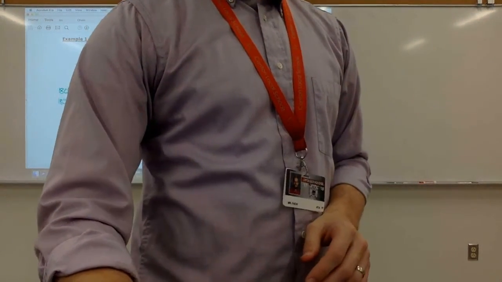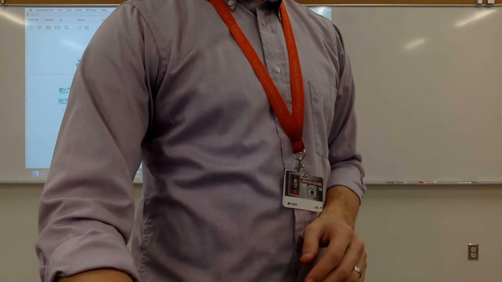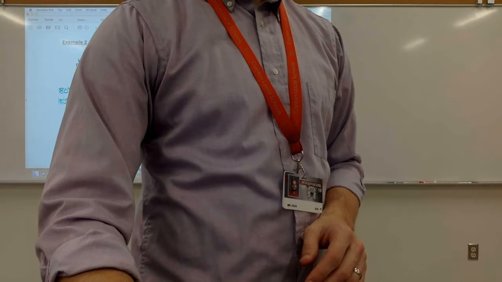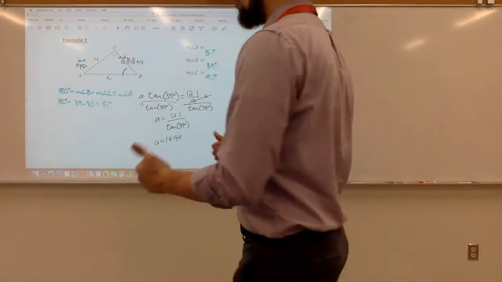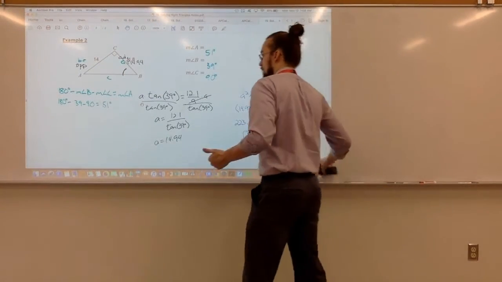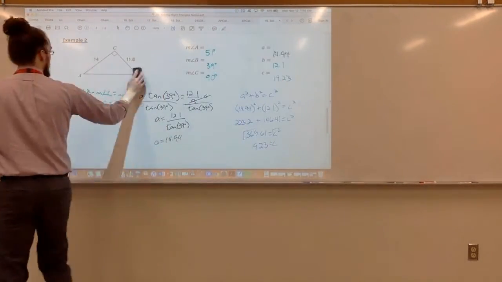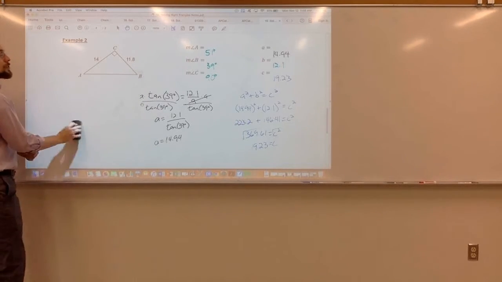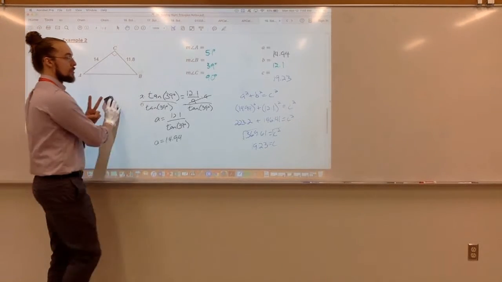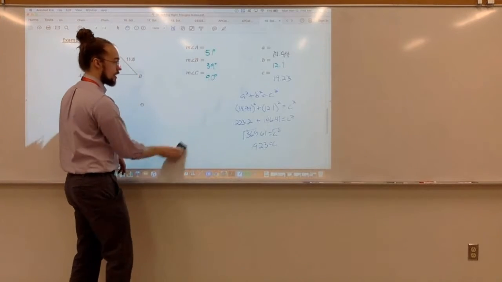All right, then let's flip over and take a look at example 2. In example 1, we were given one side and one angle. In example 2, I'm given 2 sides. All right.